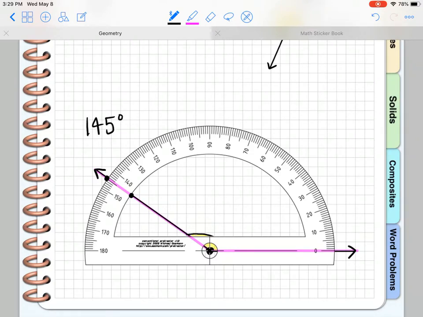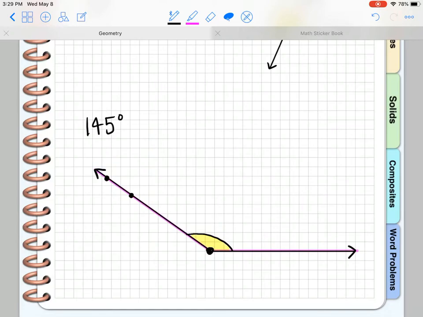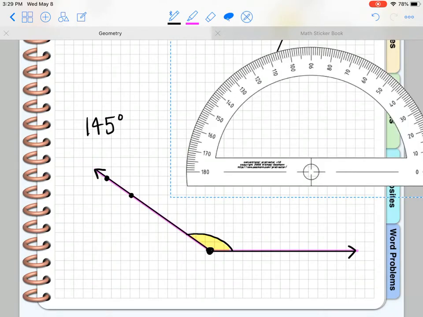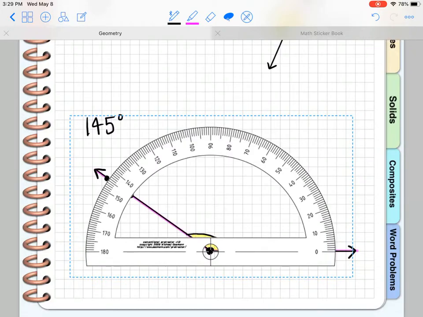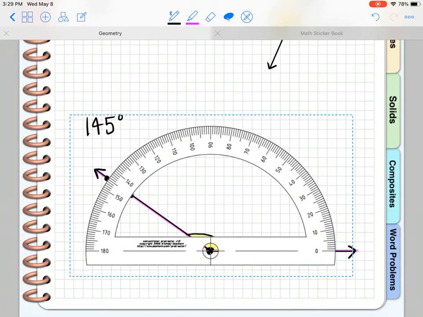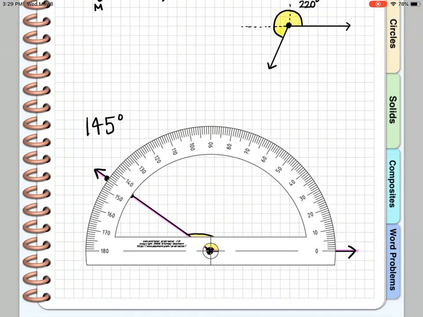Okay. And let me remove the protractor and you can see exactly what I've done there. So let's cut that out and you see I've measured that angle at 145. And then when I put the protractor back down there, I'll have to line it up again. But you can see that it is 145 degrees.